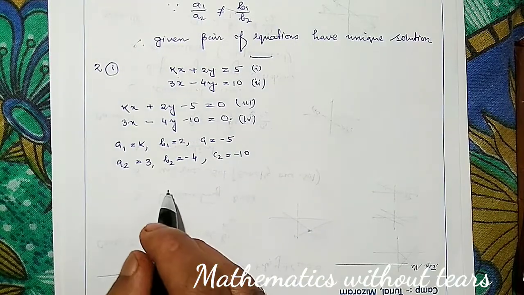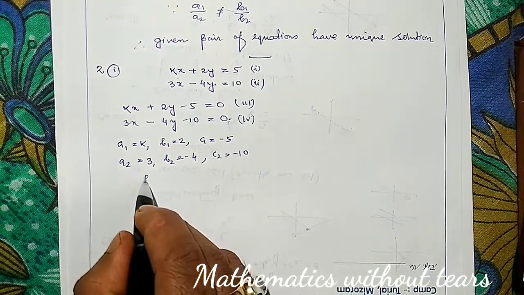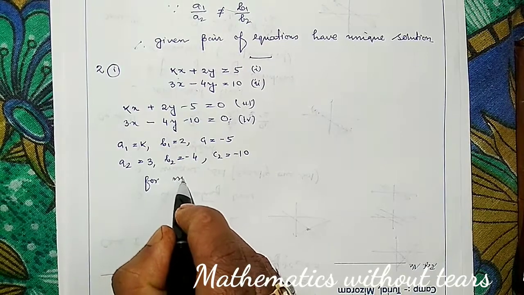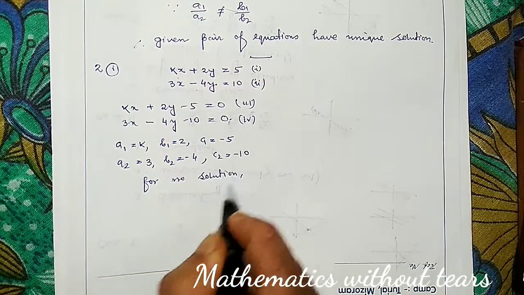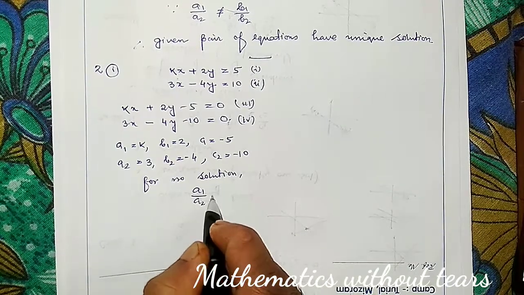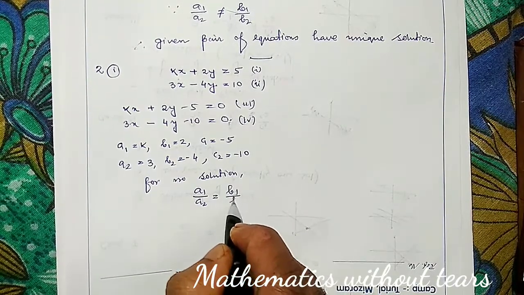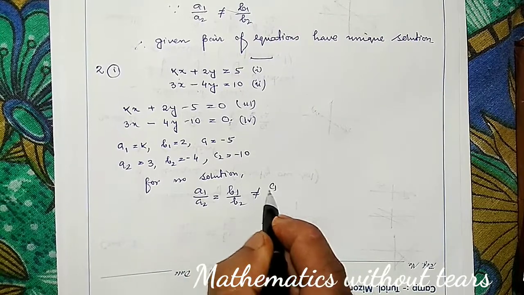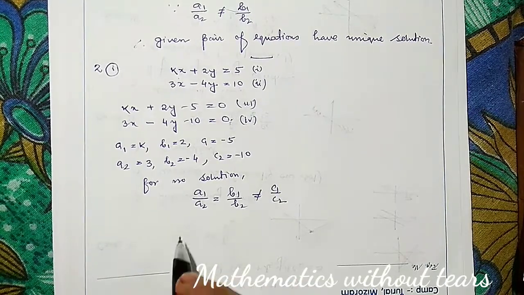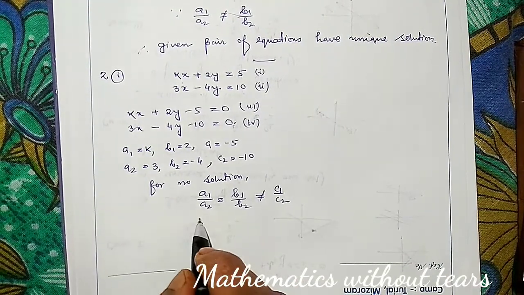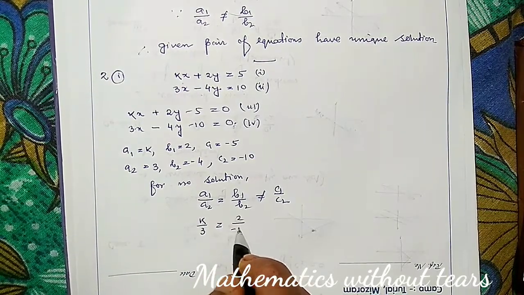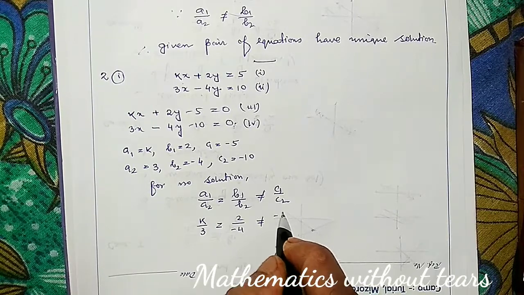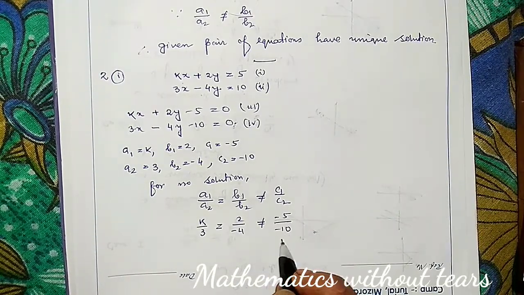And since here the equations have no solution, for no solution what's the condition? I told you a little while ago, for no solution, the condition is a1 by a2 equals b1 by b2 not equals c1 by c2. This is the condition. Now what is a1 by a2? It is k by 3 equals 2 by minus 4 not equals minus 5 by minus 10.